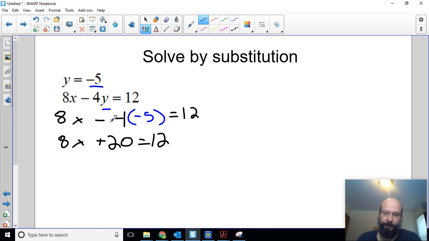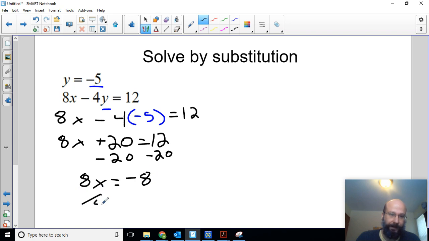And this is something to be on the lookout for. I see a lot of problems with this. You forget about this negative sign. So now, again, it's a two-step equation. I just have to move this plus 20 over. I'm going to subtract 20. I have 8x equals -8. I'm going to divide by 8. And I have x equals -1.